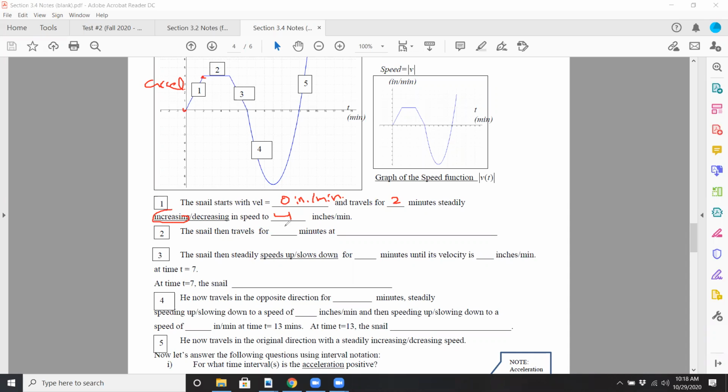The snail then travels for 3 minutes at 4 inches per minute. It stays at that same speed, so it's a constant speed. So there's no acceleration here. Then it actually slows down for about 2 minutes until it reaches a velocity of 0. So for interval 3, again, this was acceleration, that was constant speed or constant velocity.